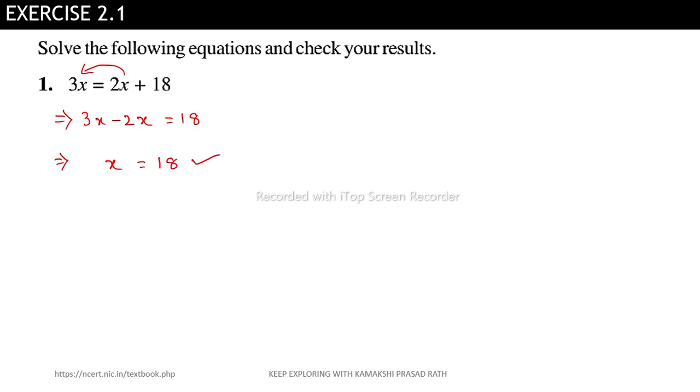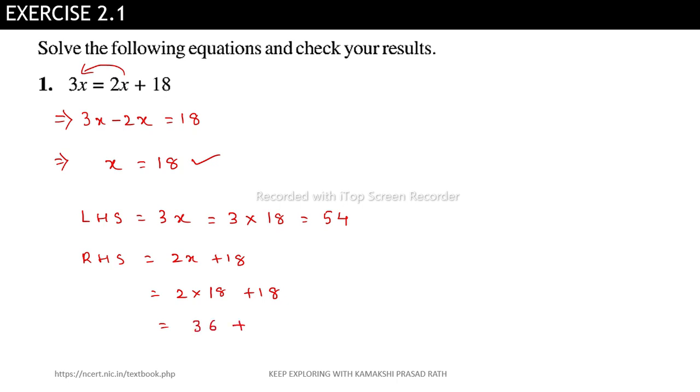Now, we will verify whether x equals 18 is the solution of the equation or not. For this, we have to equate the left hand side with the right hand side. First, the left hand side is 3x. So 3 multiplied by x, which we have got as 18, and 18 3s are 54. Next we will find the right hand side, RHS, that is 2x plus 18. Here we take the value of x as 18, so 2 times 18 plus 18. 18 2s are 36 plus 18, that gives us 54.